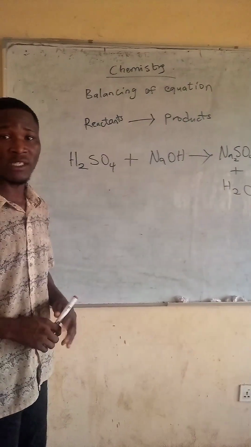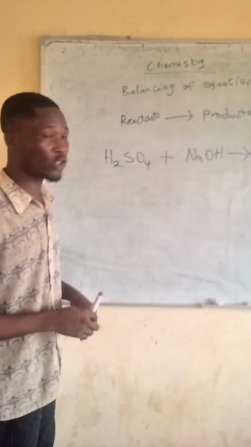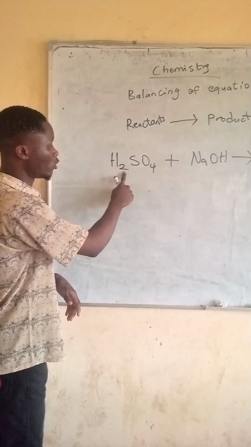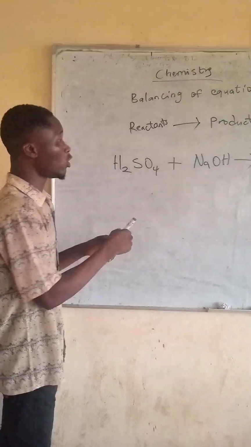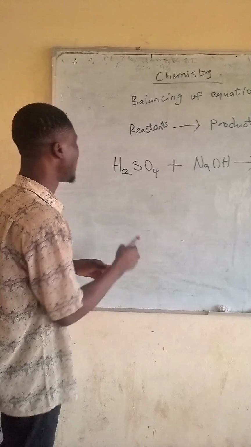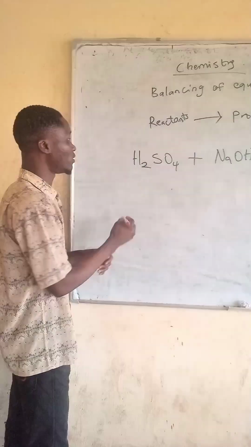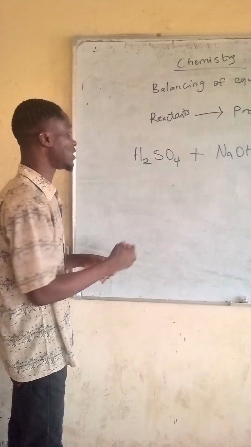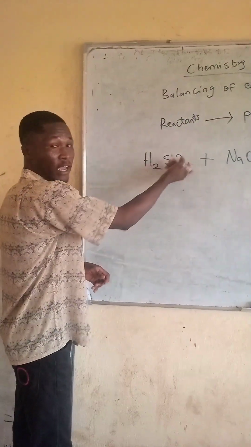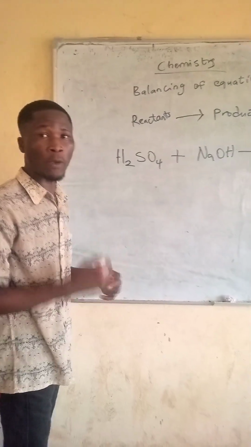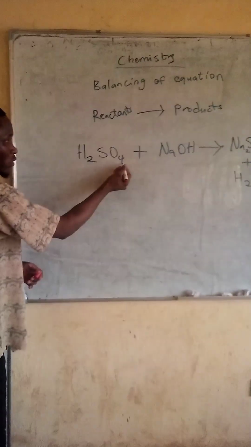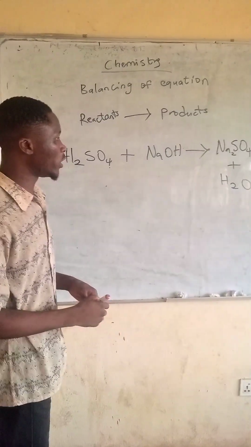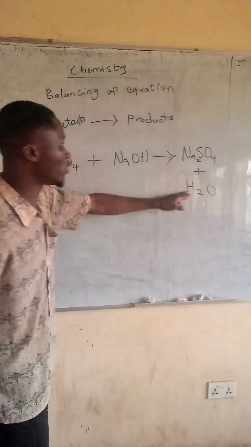Now, this is one of the mistakes some people make in balancing equations. You don't touch the subscript of the atoms. You only alter the stoichiometry, that is the coefficient of the atoms. What I mean by coefficient is the number standing in front of every element. Those are the numbers we alter when balancing the equation. We don't touch the subscript, that is these small numbers below the atoms.